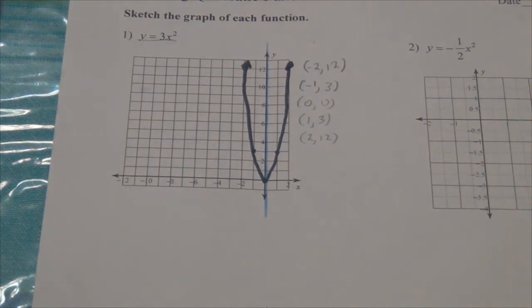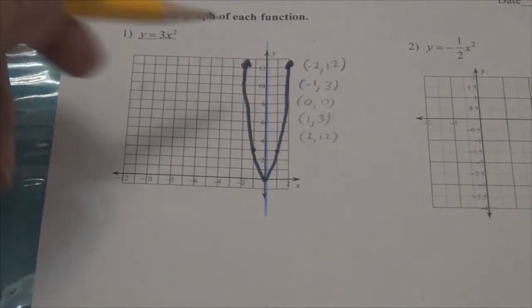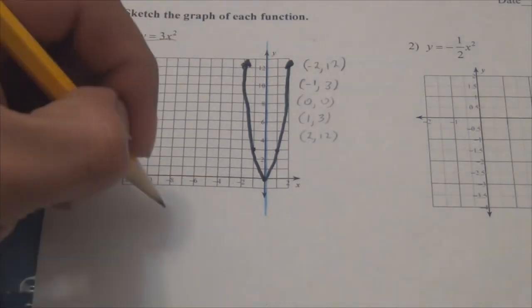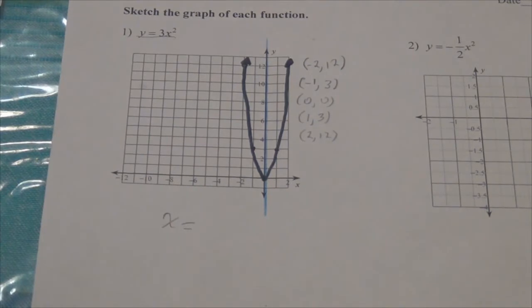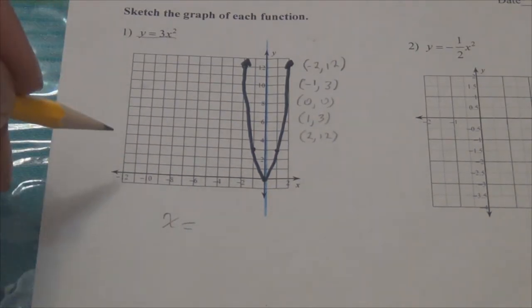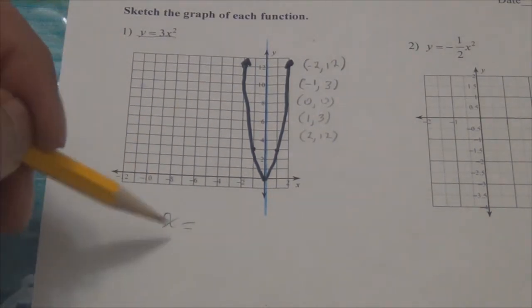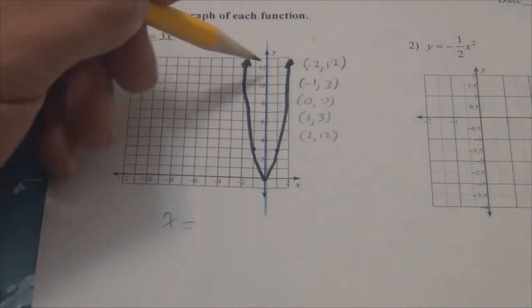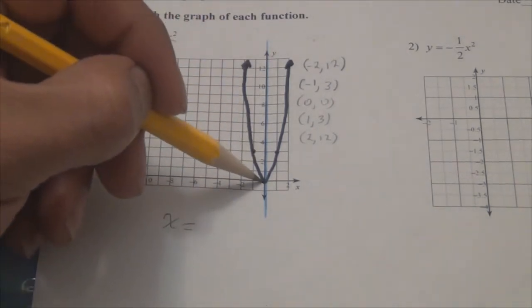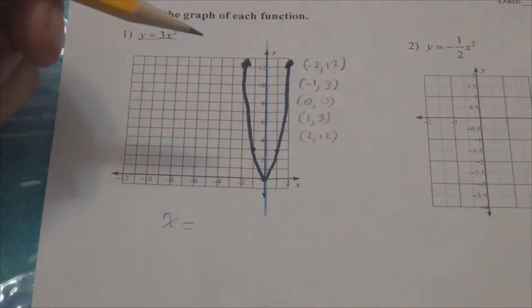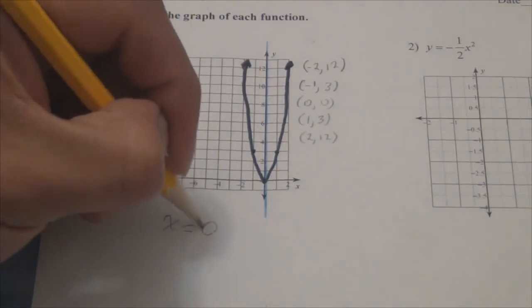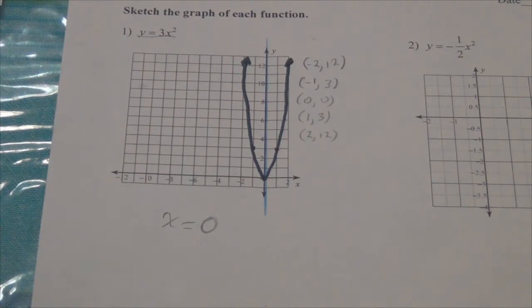Now it has an equation. There is an equation for that. And I'm going to tell you what it is. The equation will always look like x equal to a number. Well, what is that number? Remember, x equal to a number is a vertical line. So in this case, x is equal to 0. You see that? This is 0 for x. So then the axis of symmetry is 0.